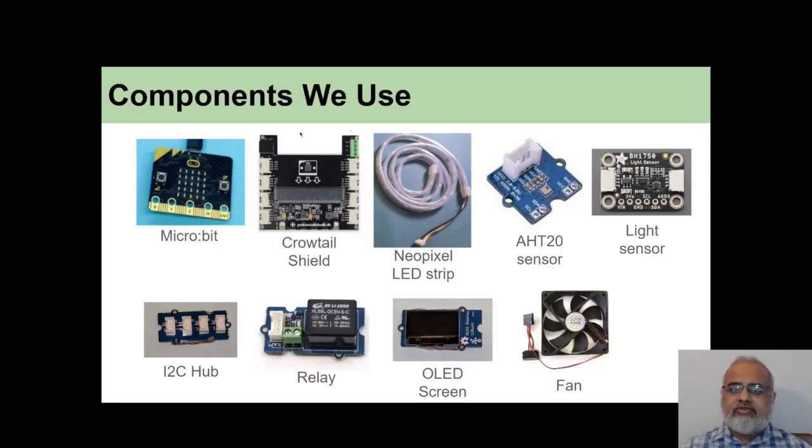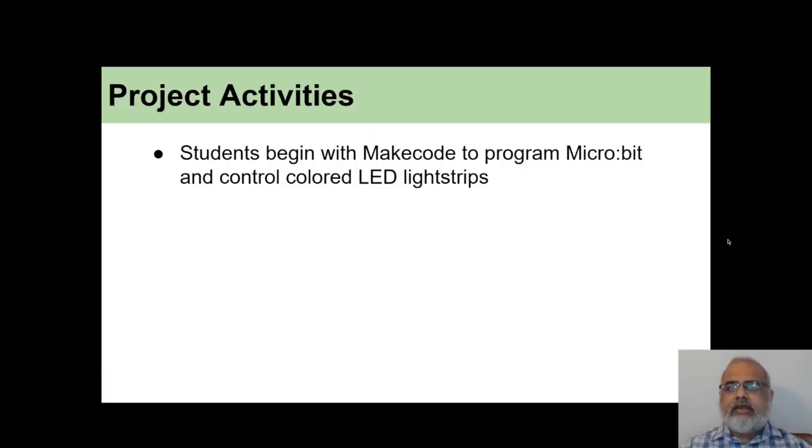And these are the components we use in our project. As you can see, microbit, and this is the crowtail shield. And this crowtail shield allows easy plug and play option for all these sensors. In this project, students usually start up with using MakeCode to program microbit. Like they show up their names, or show up some number, or show up some icon, and then they learn how to control LED light. They can blink red and green and blue. So this is a very fun activity students like to do.